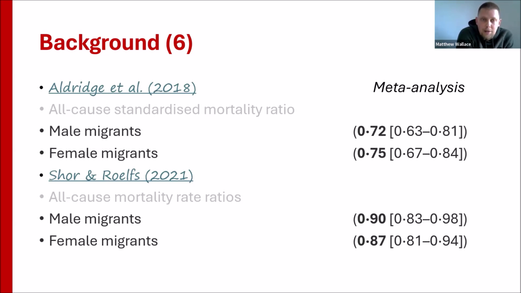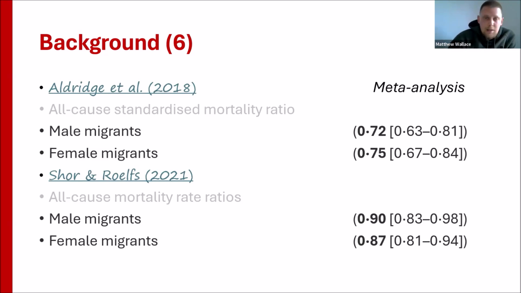There was a more recent meta-analysis conducted by Shaw and Rolfs, I think in International Migration Review. We do quantitative analysis, right, but we make subjective decisions. So different papers are included in this more recent review, and different parameters are considered more or less important. But they also estimate a lower mortality risk, albeit of a lesser magnitude, going in the same direction as Aldridge et al. There's a 10% lower risk of death among male migrants and a 13% lower risk among female migrants.